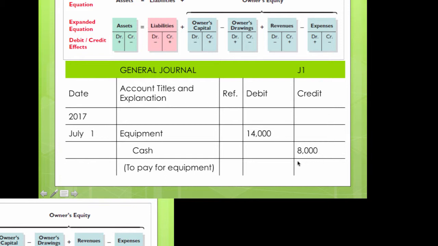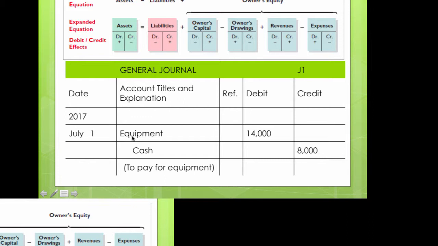Here, for equipment, the first line is not indented, but the second line is indented, for cash. When you journalize, you will always enter the debit first. Remember, you will determine, depending on which account you're dealing with, if it's a debit or a credit.